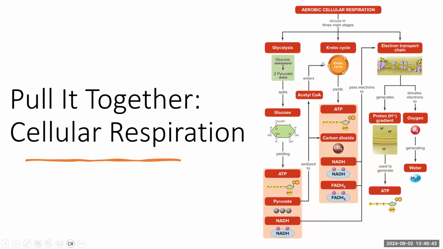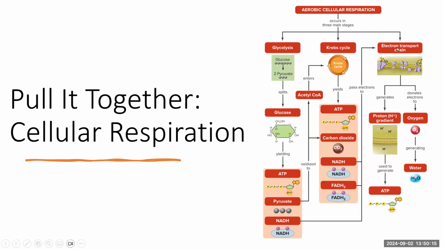Acetyl-CoA then enters the second main stage, the Krebs cycle, also known as the citric acid cycle. And remember, we have two pyruvates, so the citric acid cycle happens twice. At the end of this, we end up with two new ATP. We'll also end up with more carbon dioxide, more NADH, and more FADH2. The NADH and the FADH2 from both glycolysis and the Krebs cycle will enter the electron transport chain.